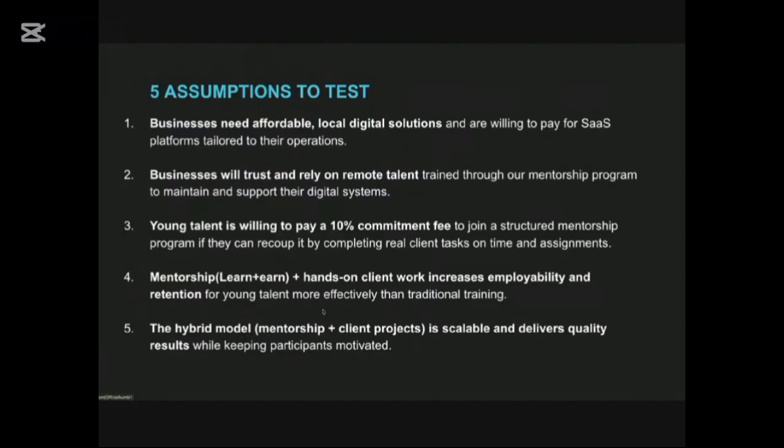Everybody did this, we made some assumptions. These were some of the assumptions we made when we wanted to acquire our first customers. We said businesses need affordable local digital solutions and are willing to pay for a software as a service platform tailored to their operations. Then we said businesses will trust and rely on remote talent, trained through our mentorship program, to maintain and support their digital solution. And we said young talent will be willing to pay a 10% commitment fee to join a structured mentorship program if they can recoup it by completing real client tasks on time.